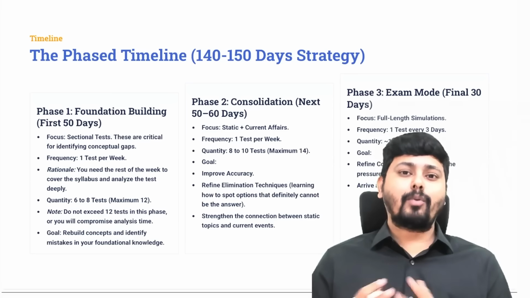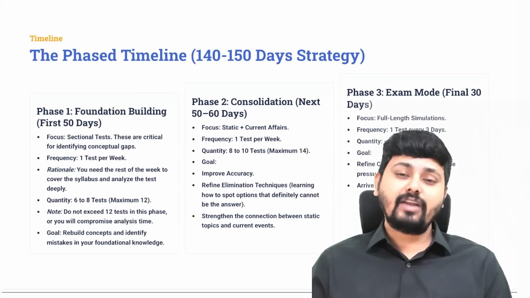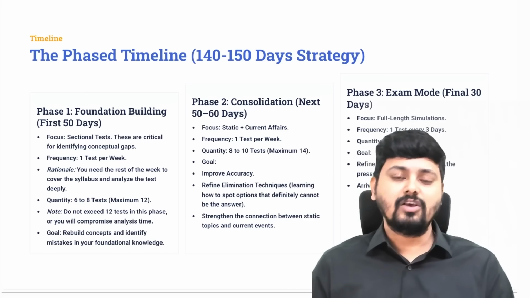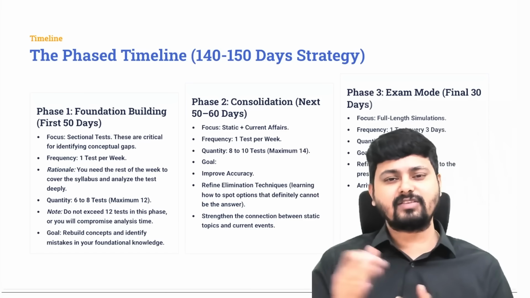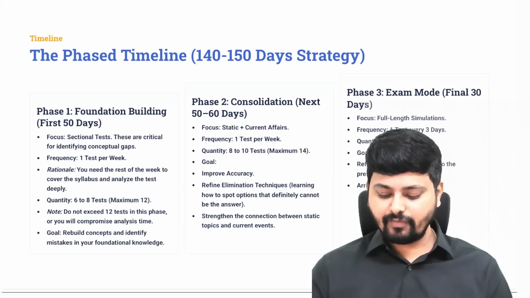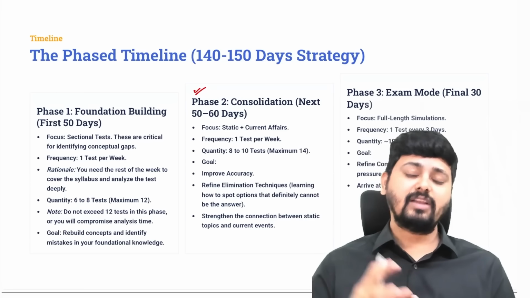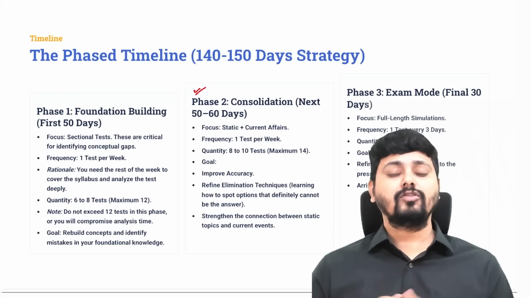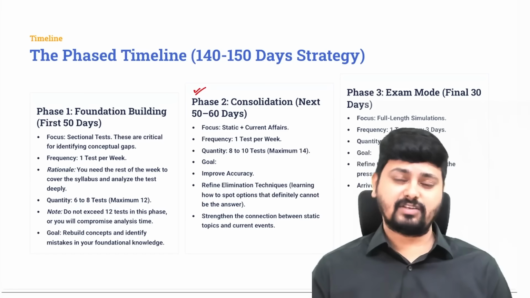So what is very important here is identifying the weak areas, and that identification comes through sectional tests. So at least 10 to 12 sectional tests for these subjects would be good. Then in the second phase, what you can do is integrate the tests, especially with current affairs. In this area also you can give another 10 to 15 sectional tests.